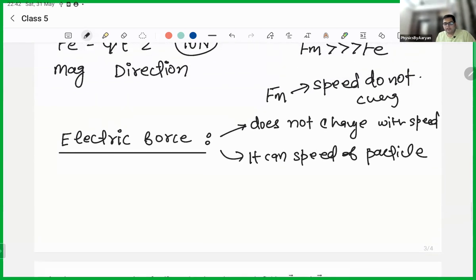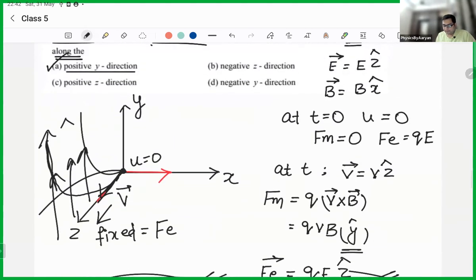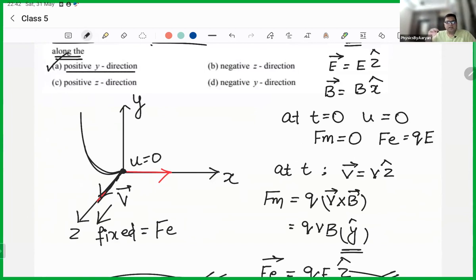Kanak, you're right. Kanak is saying that with time the direction of the magnetic force will change. I agree with you. It will change, but we have to see what it is trying to do. It will try to do the rotation. Basically the magnetic force will try to bring the particle in an upward direction. That is our idea here, nothing else.